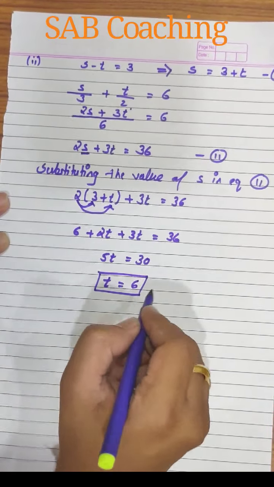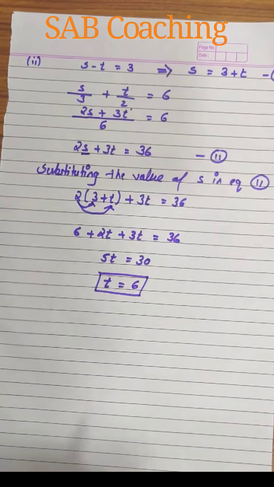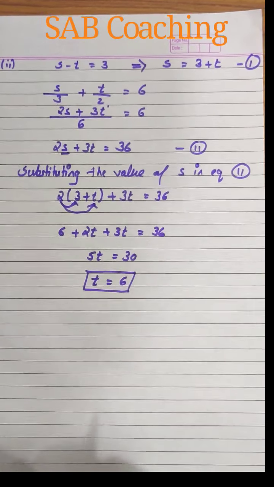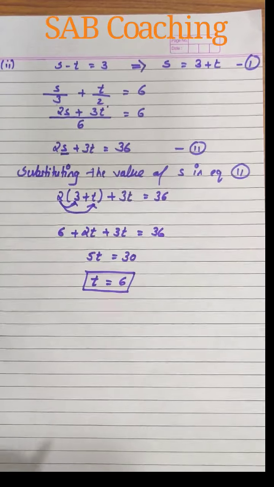So this is how you have calculated the value of t, that is equal to 6. Now what you need to do is you have to calculate the value of s as well.